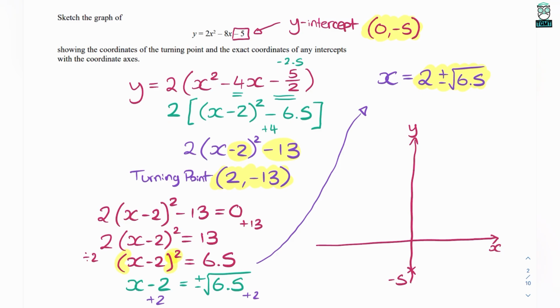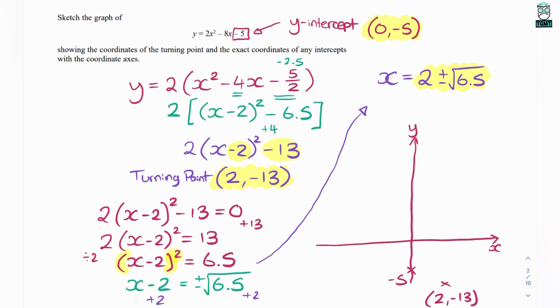We know that our turning point is going to be 2 and -13, so that's going to be to the right on the x-axis, and it's going to be lower than that -5. So this isn't ideal the way that I've drawn it, because I'm going to have to put my -13 somewhere like that, which clearly is not scaled very well, but that's fine because it's just a sketch. So we'd label that as 2 and -13, and that's our turning point.